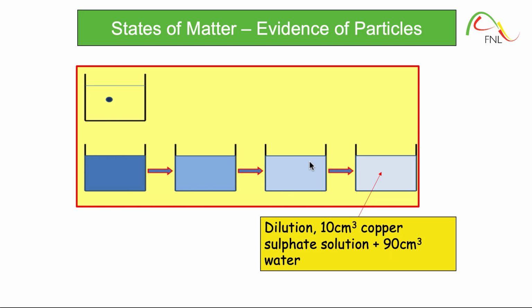Let's do it again. Here we take 10 cc's of copper sulfate solution, put it in there, add 90 cc's of water, and you can see we have still got copper sulfate particles here. It's getting paler, which means there are fewer copper sulfate particles, but they are still there. And we could go on doing this over and over again. I don't know how far, but we'll still have the particles.